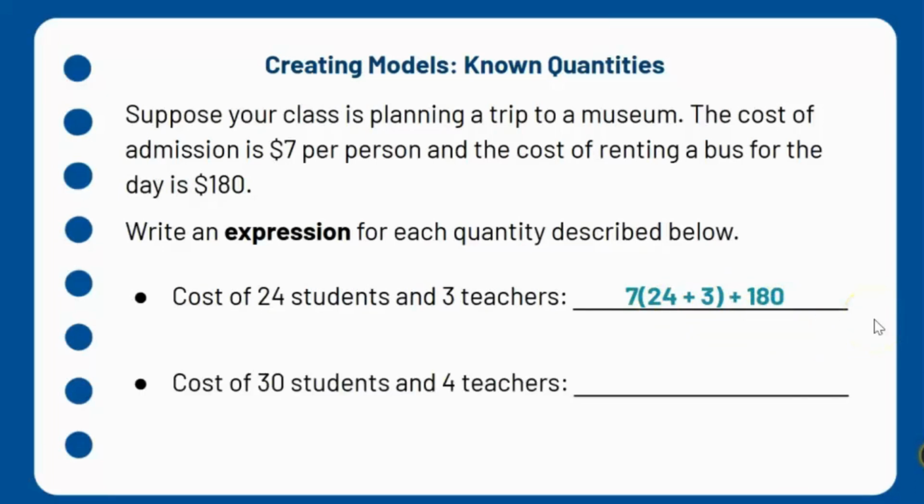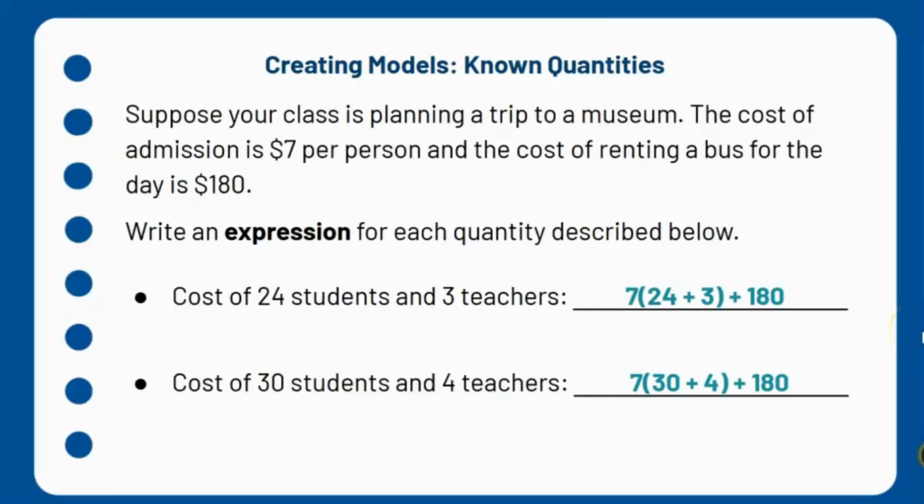What expression could we write to find out the cost if 30 students and 4 teachers attend the trip? The cost of admission is still $7 per person. The cost of renting the bus for the day is still $180. The quantities that change were the number of students and teachers attending the trip. Therefore, we can replace 24 with 30 for the number of students and replace 3 with 4 for the number of teachers, respectively. Notice that the numbers of students and teachers can vary. This means the cost of admission and the total cost of the trip can also vary because they depend on how many people are going.